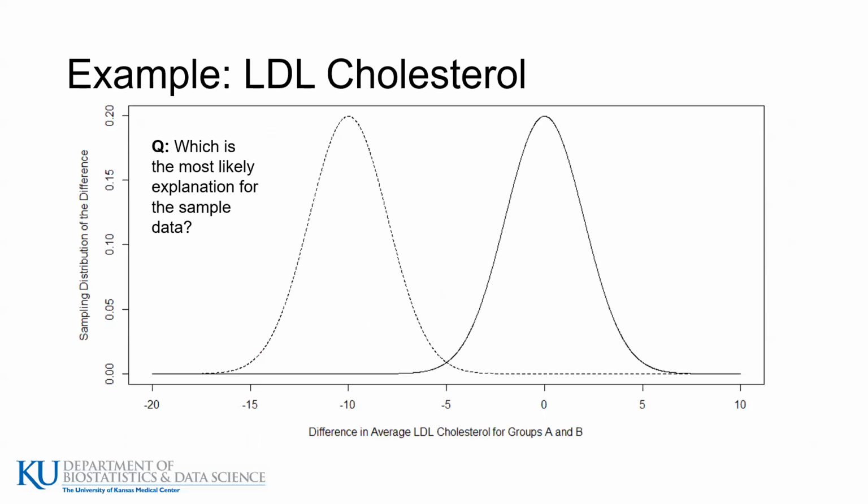So again, we're going to look at two different sampling distributions that can be generated based on either the null hypothesis or the alternative. So here, this curve in the solid line represents the sampling distribution of the difference in LDL cholesterol between the two groups if there's no difference in the groups. Whereas this alternative hypothesis represents that there's a difference between the LDL cholesterol for groups A and B.